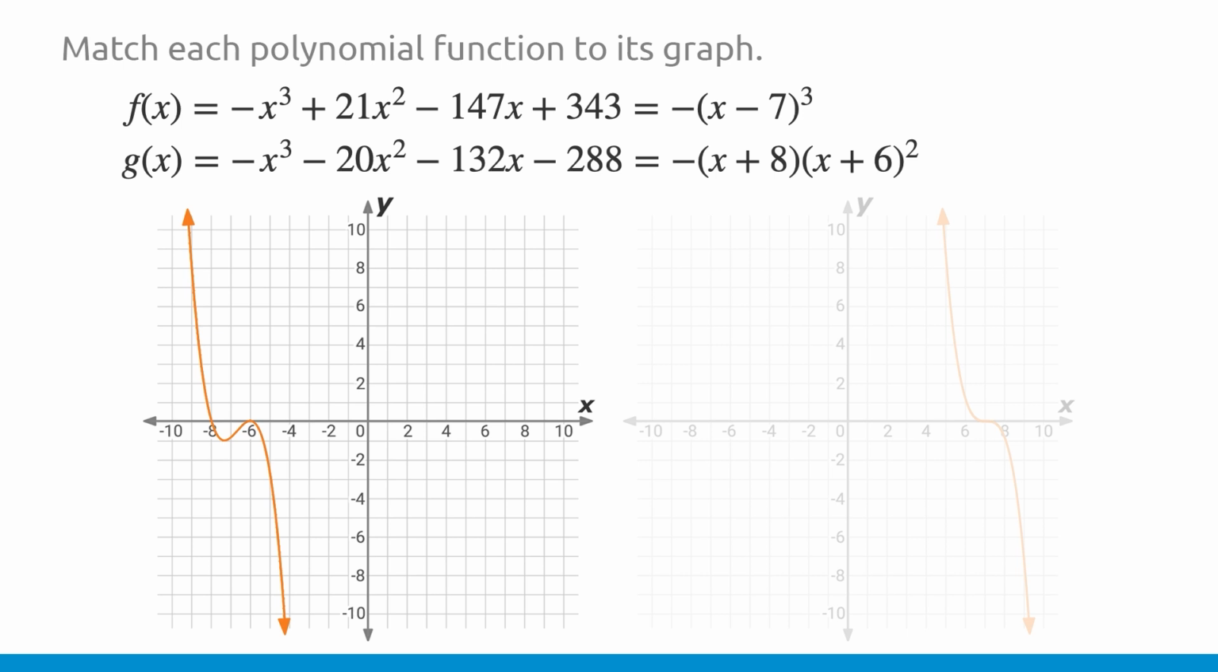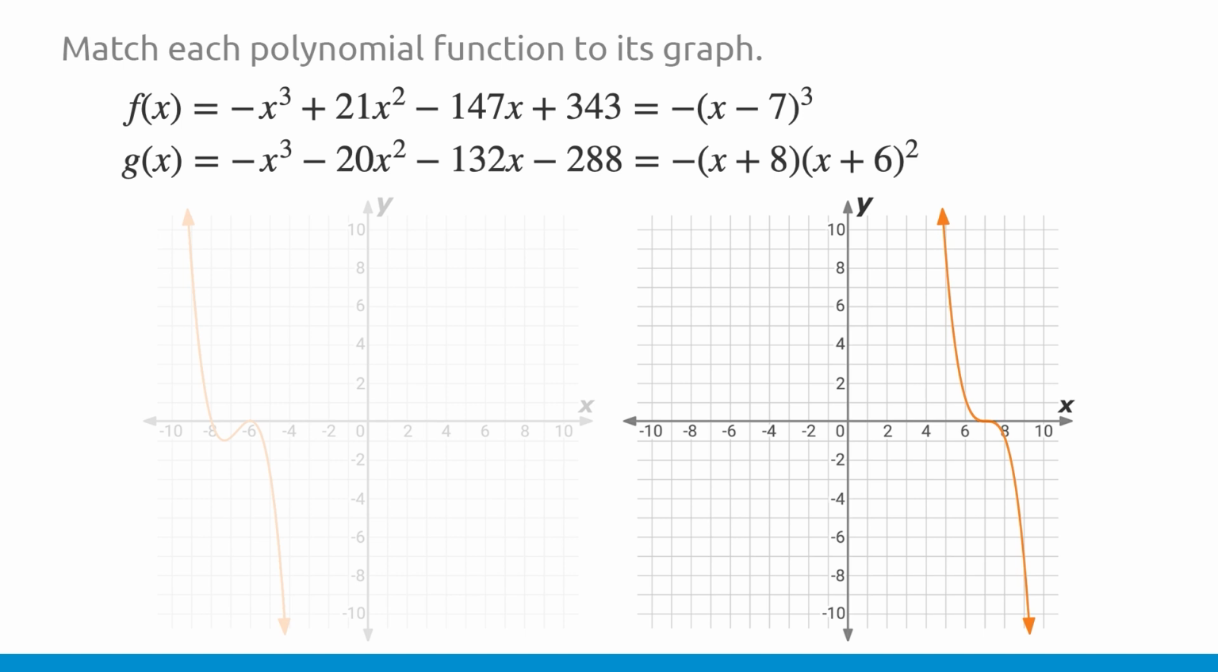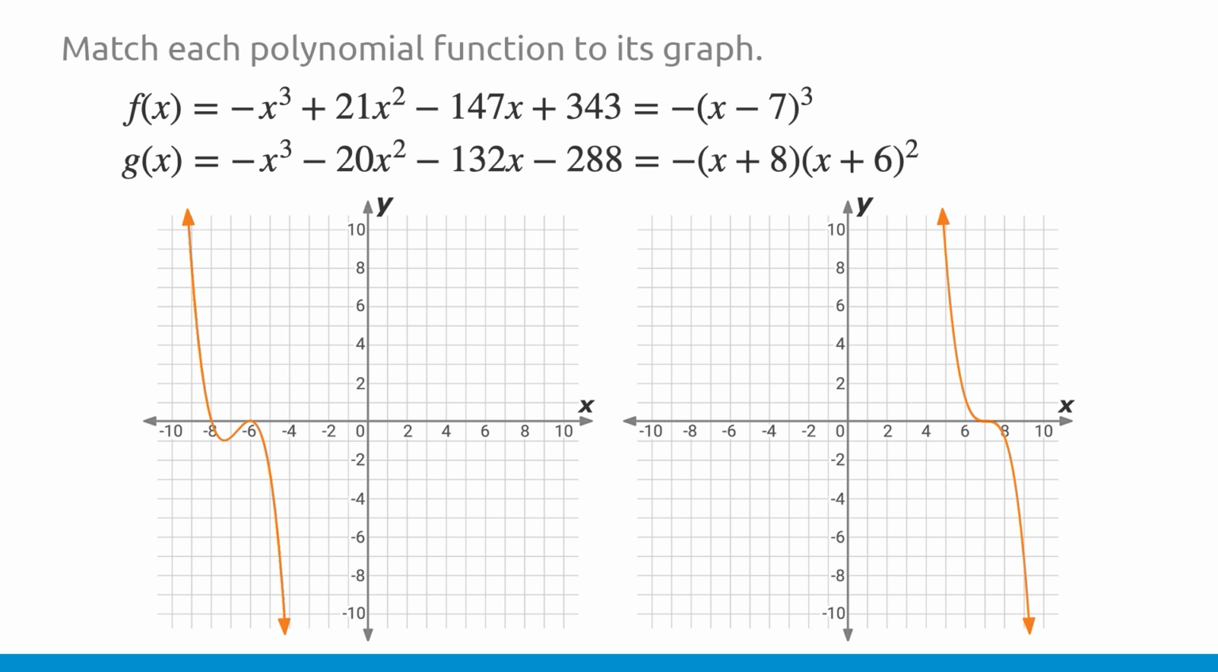The graph on the left touches the x-axis twice, so it has 2 zeros. The graph on the right touches the x-axis once. It has 1 zero. So to determine which function describes which graph, we can find the number of zeros for each. First, let's set f of x equal to 0. The factored form will be much easier to use here.